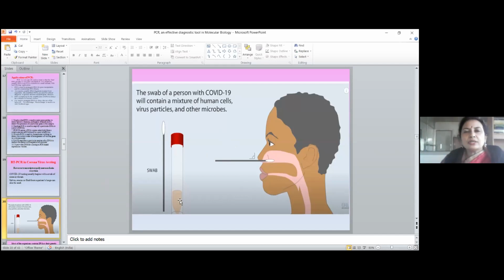So first, a swab of a person with COVID-19 is collected. It is put into a transport medium, all sterile, in the tube, and then the sample is taken to the lab. If the sample is collected from the patient's home or from the hospital, it is taken to the lab, or the patient can go to the laboratory also, and the sample will be collected. Now, the swab of the person with COVID-19 will contain a mixture of human cells, of course, but along with that, virus particles. If the patient is infected with coronavirus, virus particles will also be present on the swab.